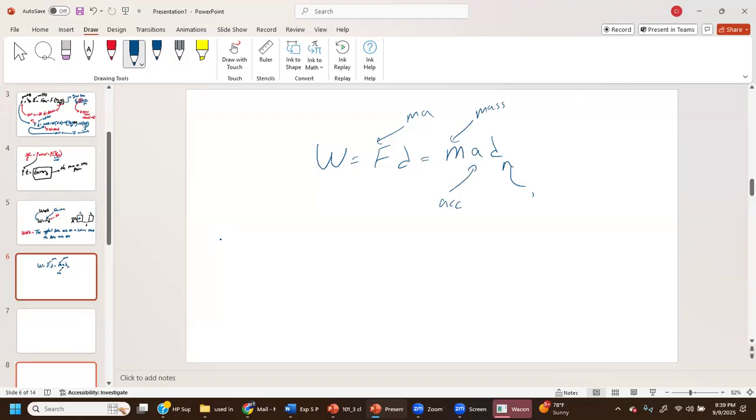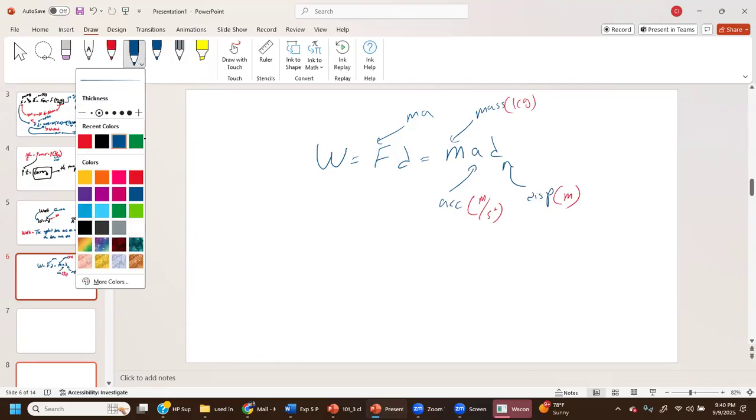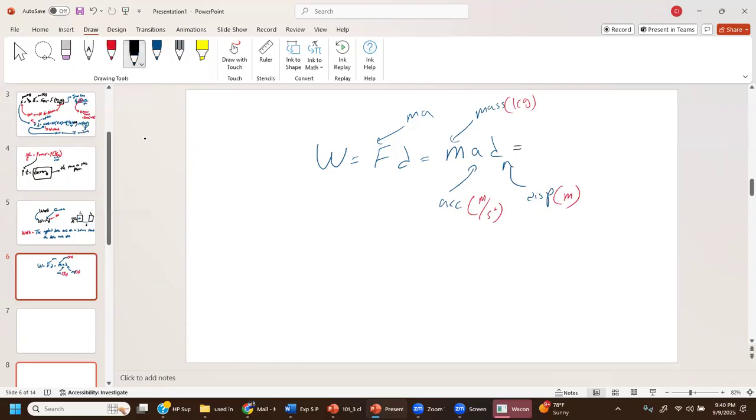Now, your acceleration is going to be meters per second squared. Your mass, we discussed before, is going to be kilograms. And your displacement, we just mentioned a little while ago, would be in meters. So having to deal with the units, the work's units are going to be your kilograms, your acceleration in meters per second squared, and your distance is going to be another meter.